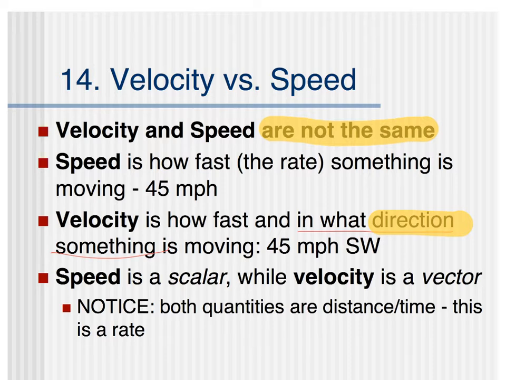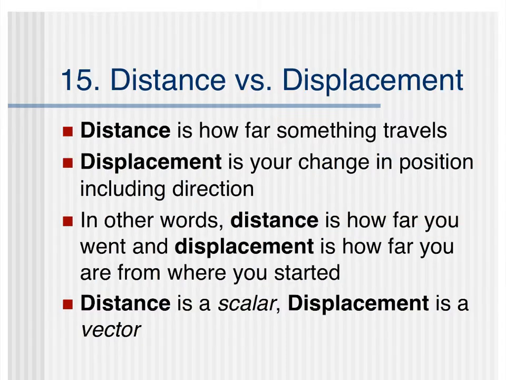Both quantities, though, really measure a rate. Okay, both measure how fast something's going. Like we said, the only difference is that direction piece. So both are measured in units of distance over time, meters per second, miles per hour, whatever.